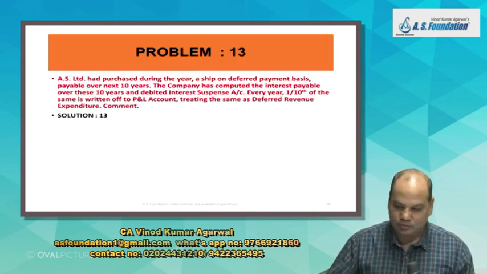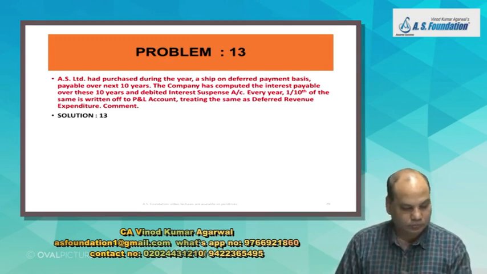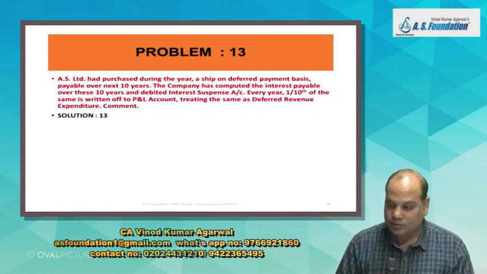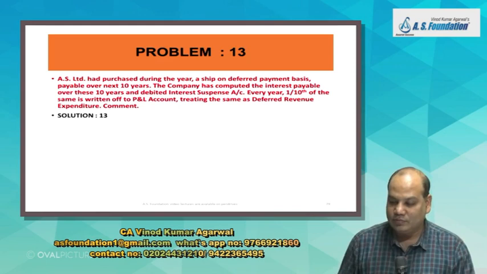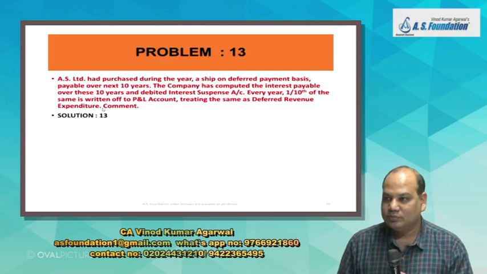Now you come to one question. Search for this question on the screen. Where is this question? A Limited has purchased during the year a ship on deferred payment basis. Question 12. Payable over next 10 years. The company has computed the interest payable over these 10 years and debited interest suspense account. Very good. Every year 1/10 of the same is written off to P&L account, treating the same as deferred revenue expenditure. Comment.